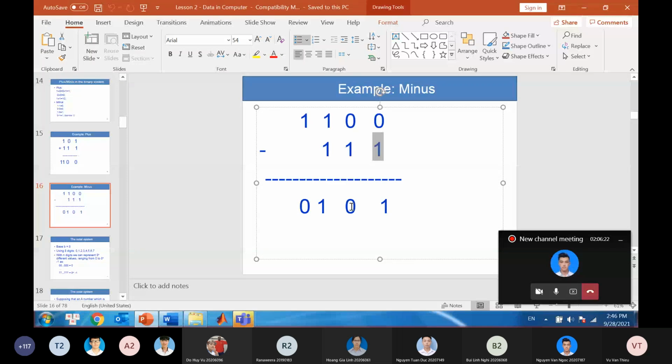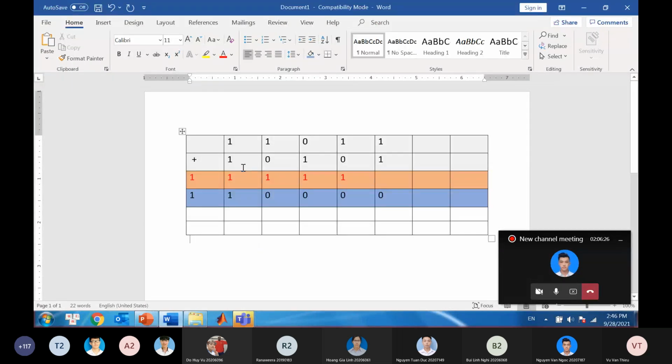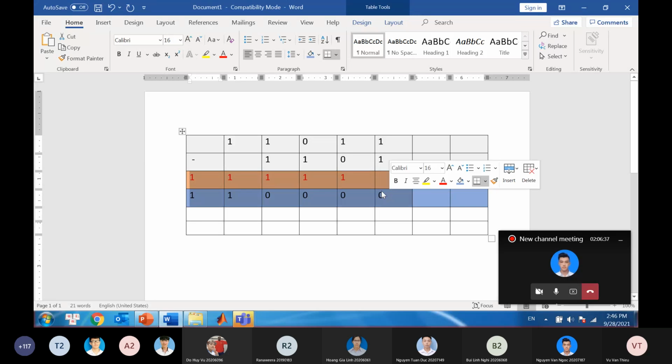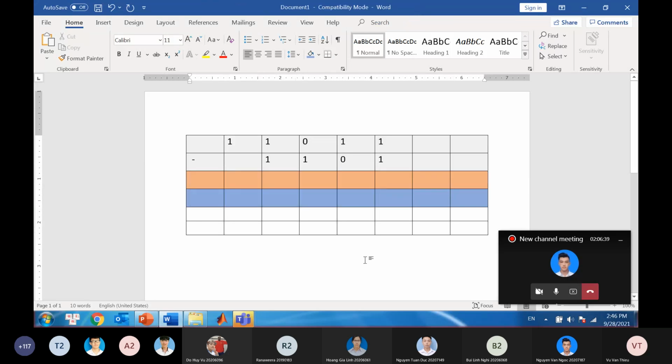Okay, so I will show another example. Example is minus here. Example. Okay. Can you see my screen? My Word screen?